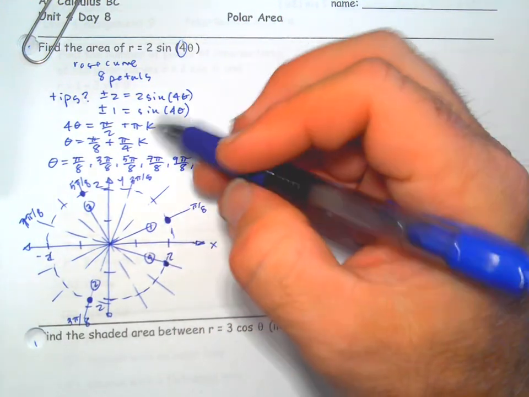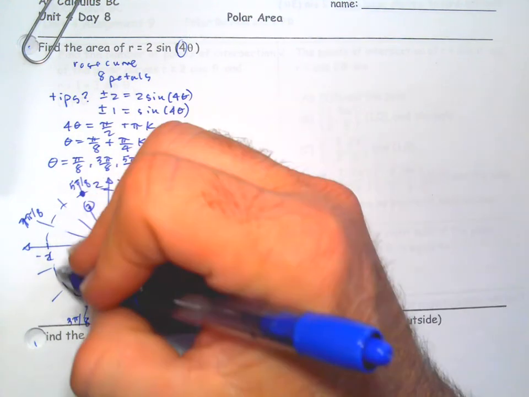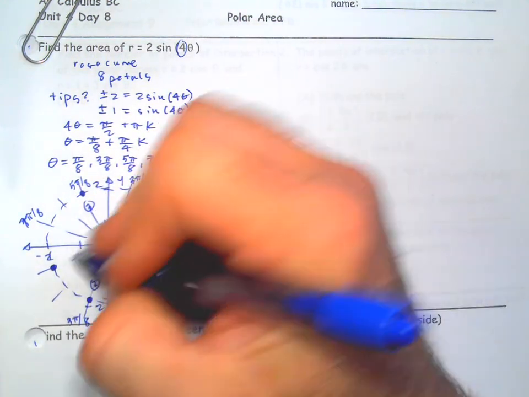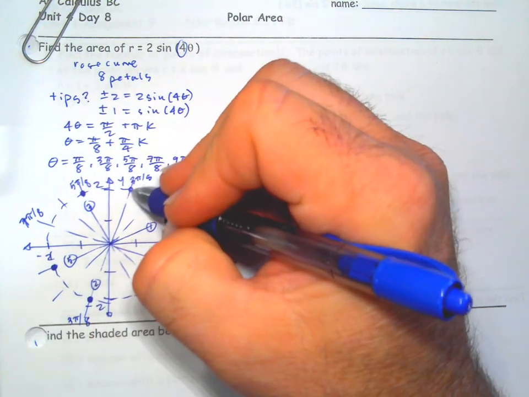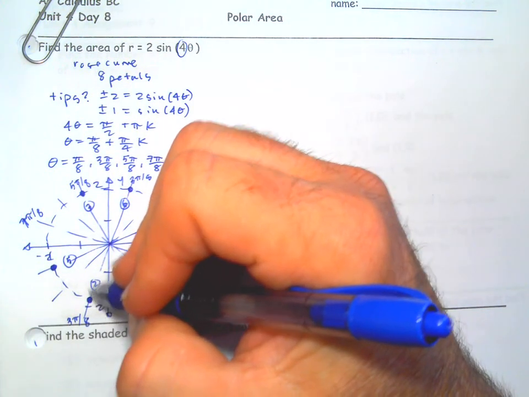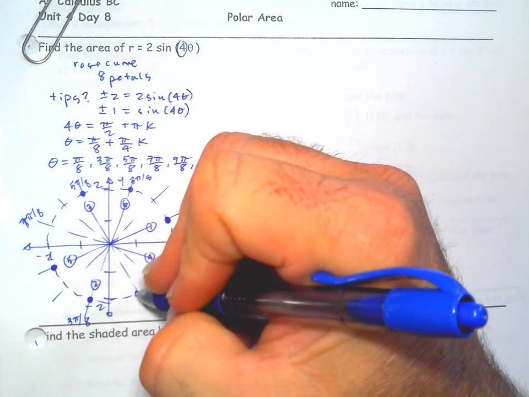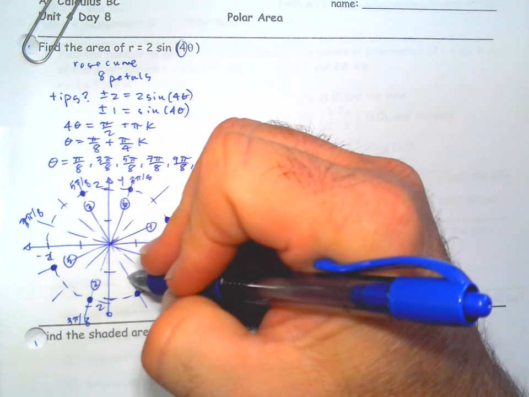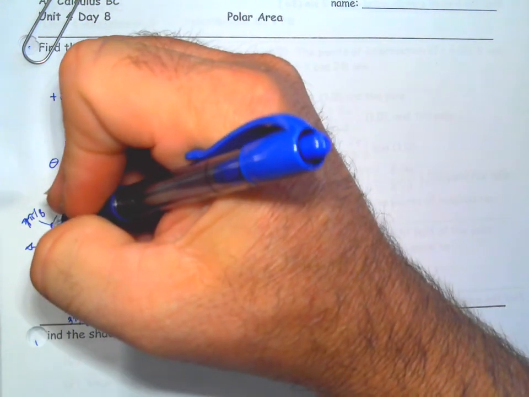And then so pi over 8, 3 pi over 8, 5 pi over 8, 7 pi over 8. And then 9 pi over 8 is going to be here. That's going to be the fifth petal. And 11 pi over 8 is going to be backwards. That's going to be the sixth petal. And I don't even know what we're on now. 9 pi over 8, 11 pi over 8, 13 pi over 8 is going to be positive. It's going to be the seventh petal. And the last one's going to be over here. That's going to be the eighth petal.